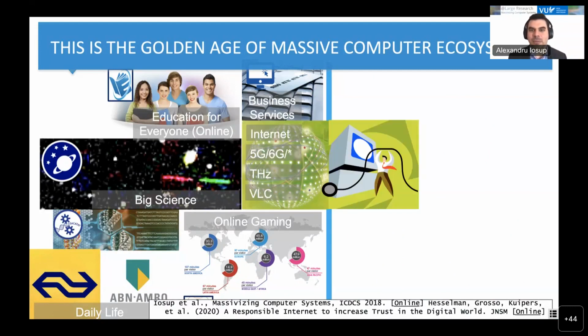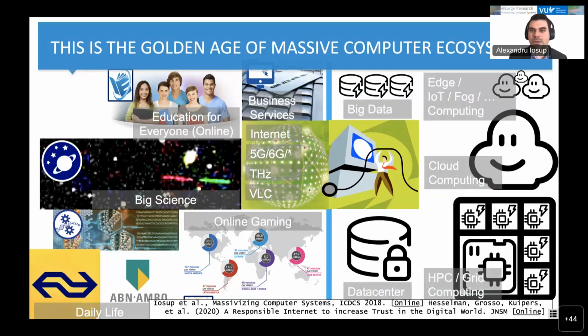What are these massive computer ecosystems comprised of? Definitely some form of connectivity, and you all know about the internet. You might also be currently users of 4G or 5G in terms of wireless connectivity, but there's a lot coming up that we are involved in: 6G technologies, terahertz, VLC, etc. for connectivity. And all this connectivity brings data from these applications towards massive IT infrastructure.